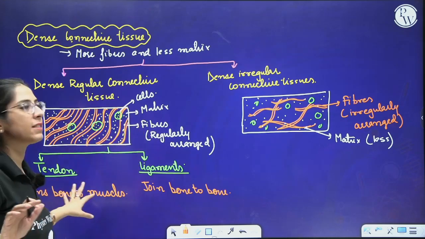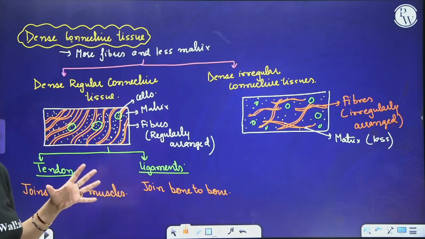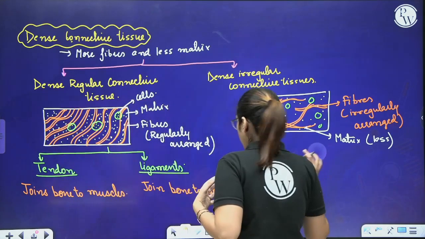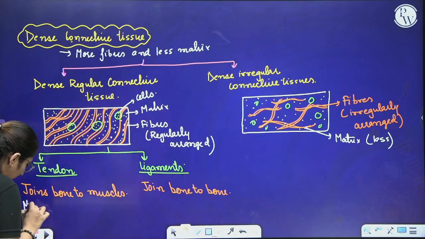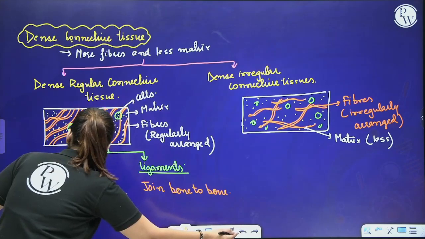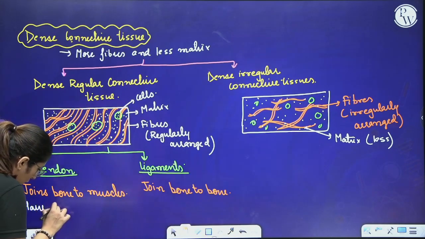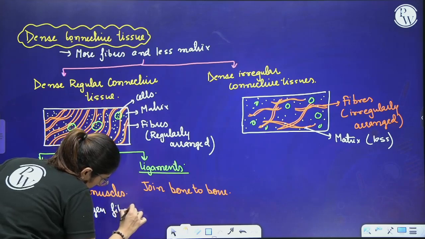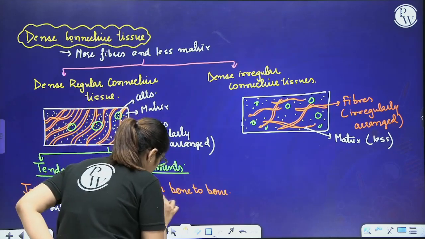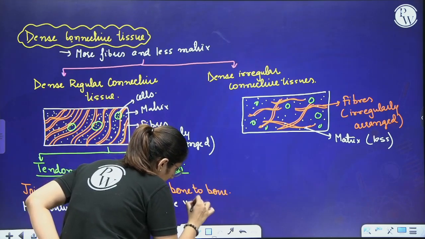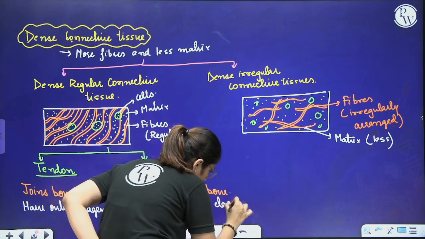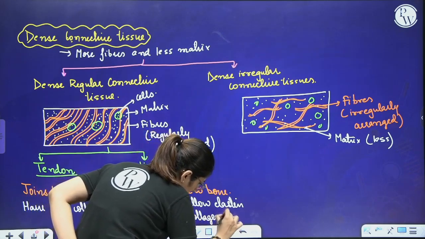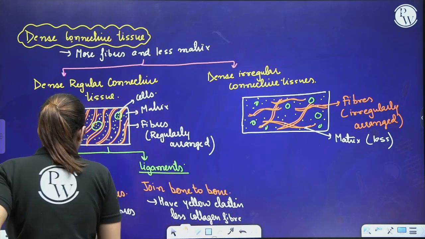Right? Now, here in this case, the matrix contains only collagen fibers. Whereas here, the collagen as well as elastin fibers, both are present. Let's write that also. So here, the matrix has only collagen fibers. Whereas ligaments are those which have more yellow elastin and less collagen fiber. Here, only collagen fibers.